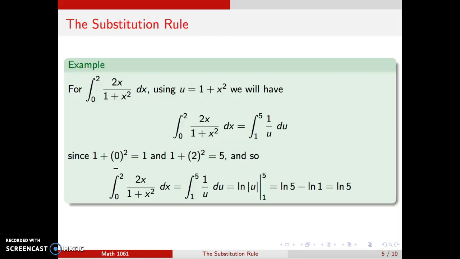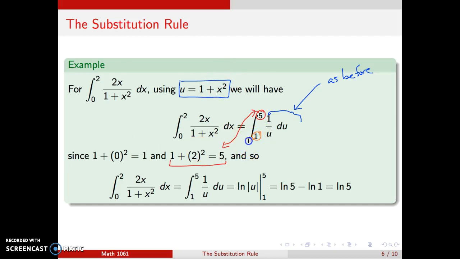So for example, if this was the one we had before, we had that indefinite integral before. So if I go from 0 to 2, I'm using this for my substitution just as before. So this part is as before. And the way we're getting these, the 5 comes from figuring out what does u equal when x equals 2. 1 plus 2 squared is 5.